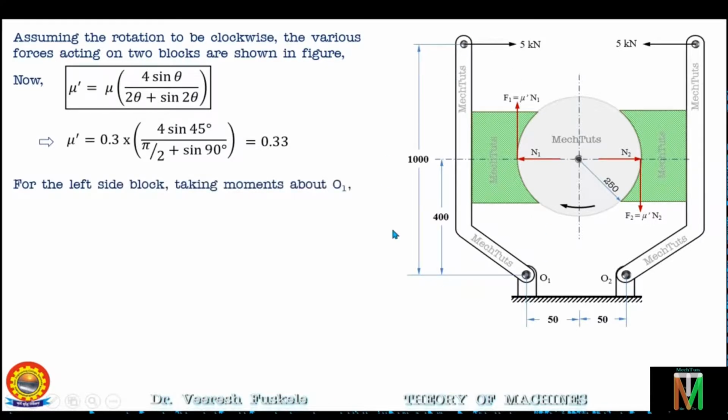Now for the left hand side block, we will take the moments about O1. So we'll consider the free body diagram of the left hand side and take the moments about O1. So the forces will be N1, F1 and 5 kN. Now N1 will rotate the lever in the anti-clockwise direction about the point O1. So the moment will be positive and the magnitude will be N1 into the perpendicular distance of the line of action of N1 from the fulcrum point. So the perpendicular distance is 400. So N1 into 400 will be positive, and then you have F1. F1 will rotate the lever in the clockwise direction about this fulcrum point. So it will be a negative moment, and the magnitude will be F1 into the perpendicular distance of the line of action of the force of friction from the fulcrum point.